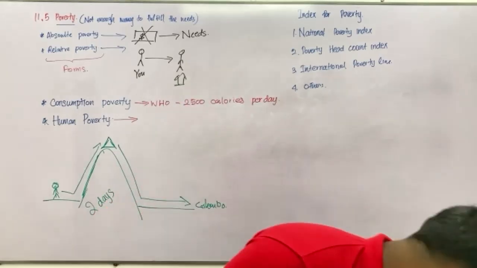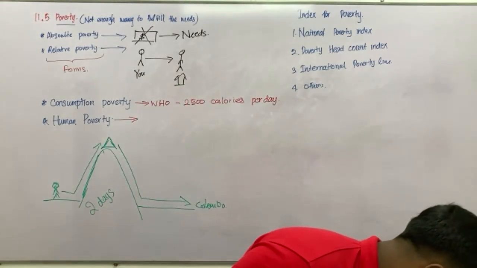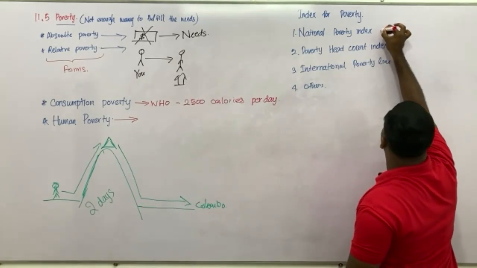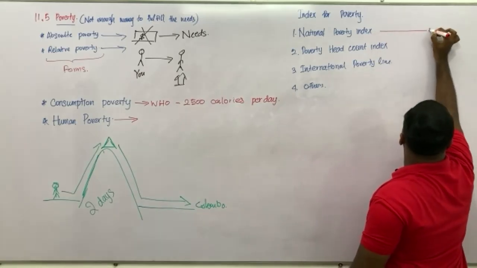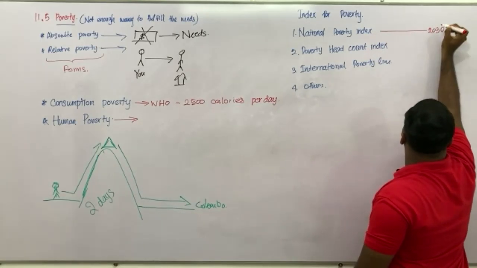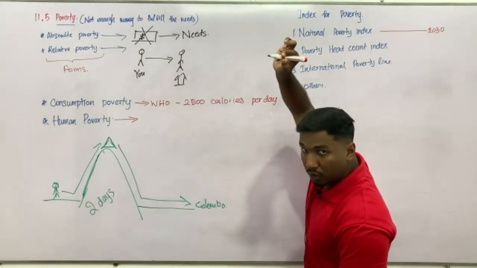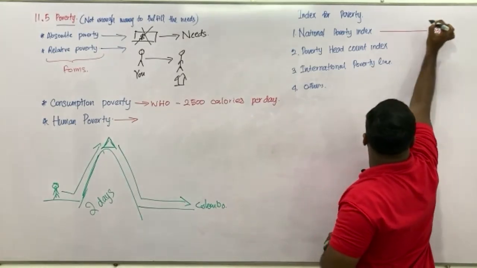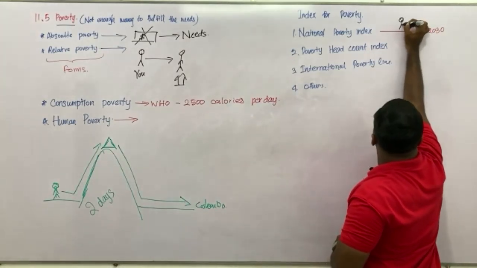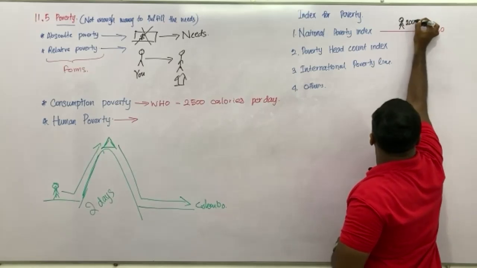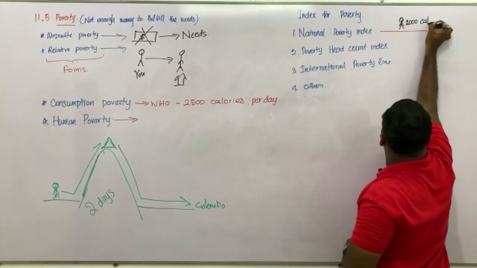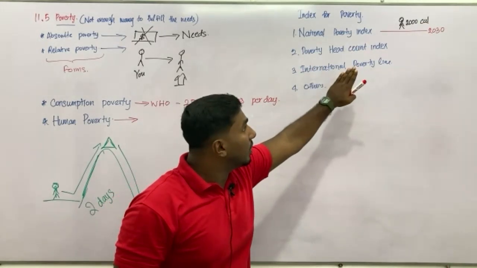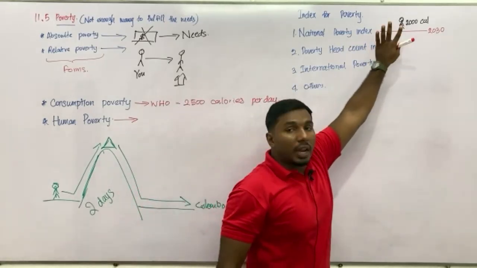So for the national poverty line, there is a line of 2030 calories per day. So if a person can only eat 2000 calories per day, which is in the national poverty line. Very simple. This is how you can remember the national poverty line.